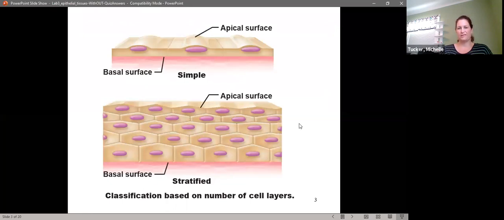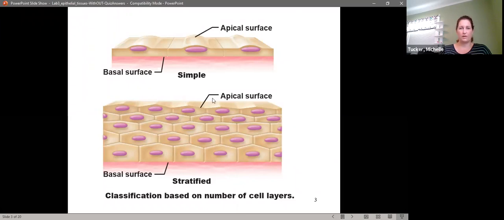Okay. So this is just to review that you could have simple squamous, a single layer of squamous shaped cells, or you could have stratified squamous epithelium, where you have multiple layers of squamous shaped cells. As I mentioned earlier, epithelial tissues are adhered to this basement membrane, to a basal surface. So they have polarity. They have a top and a bottom.